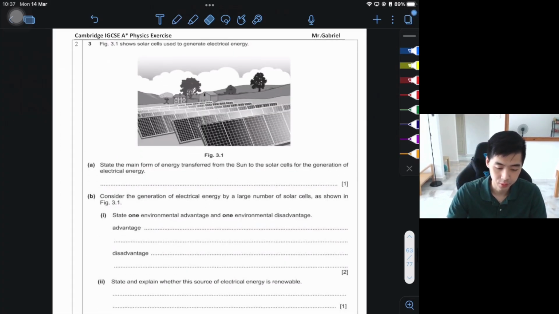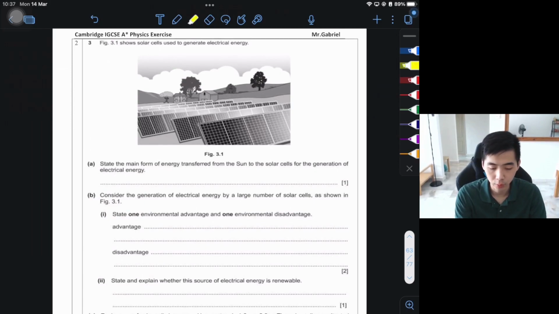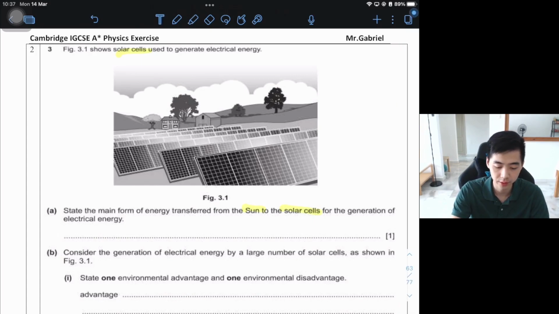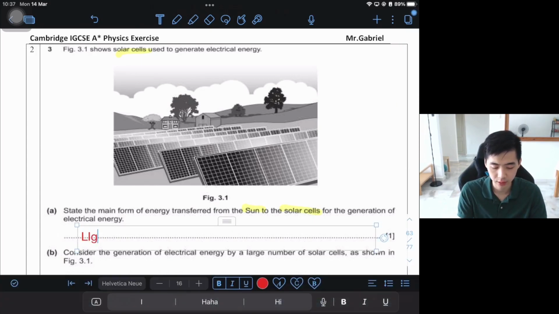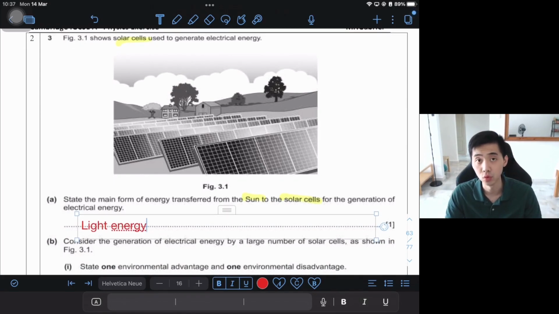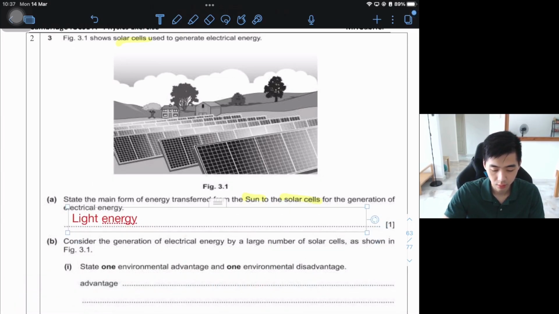Okay, looking at this next question here, what do they want from you? Figure 3.1 shows a solar cell used to generate electrical energy. First question, state the main form of energy transferred from the sun to the solar cells for the generation of this electrical energy. This one here is a no-brainer, right? Obviously, this is going to be light energy that is being transferred, or you could even write solar energy that is being transferred from the sun to the solar cells, right? So nothing much to explain here.